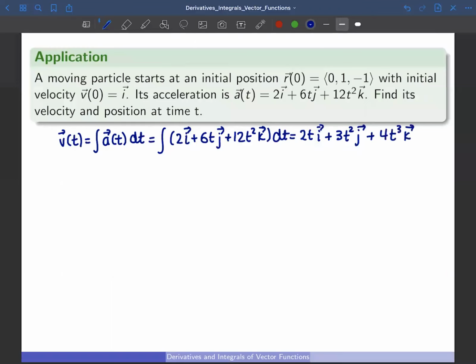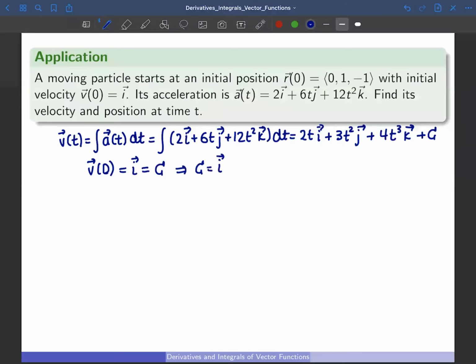This is also plus a constant, since we have an indefinite integral, so we have plus a constant c. And we can evaluate this constant c given the initial velocity vector, so the vector v at t equals 0 is equal to the vector i. So that is equal to this constant c that we have in our integration. Therefore, that constant c is equal to the vector i.